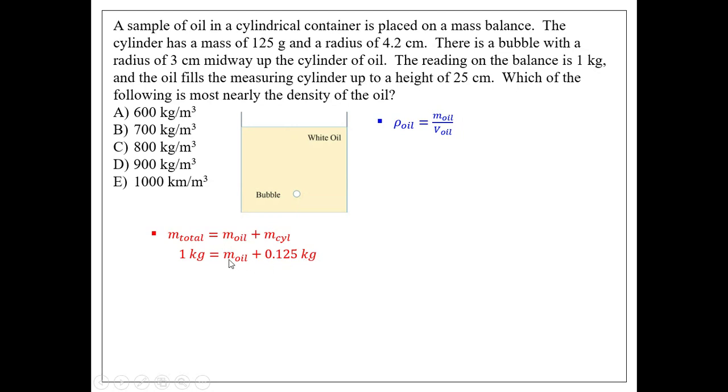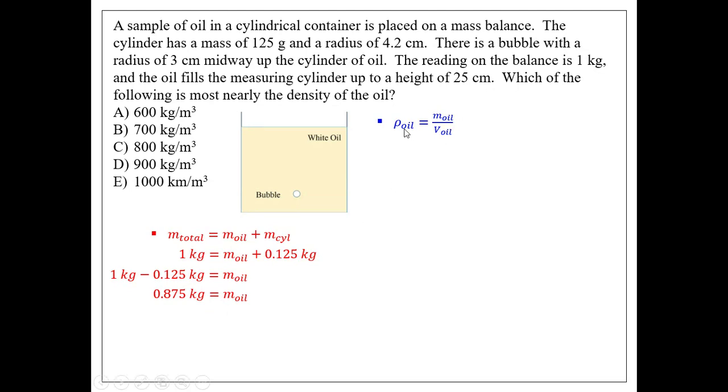So here, to find the mass of the oil, I can just subtract both sides by 0.125 kilograms. So 1 minus 0.125 kilogram will yield a value of 0.875 kilogram for the mass of the oil. So this is how much oil is in the cylinder, right? Now that you know the mass of the oil, well, you're halfway done.